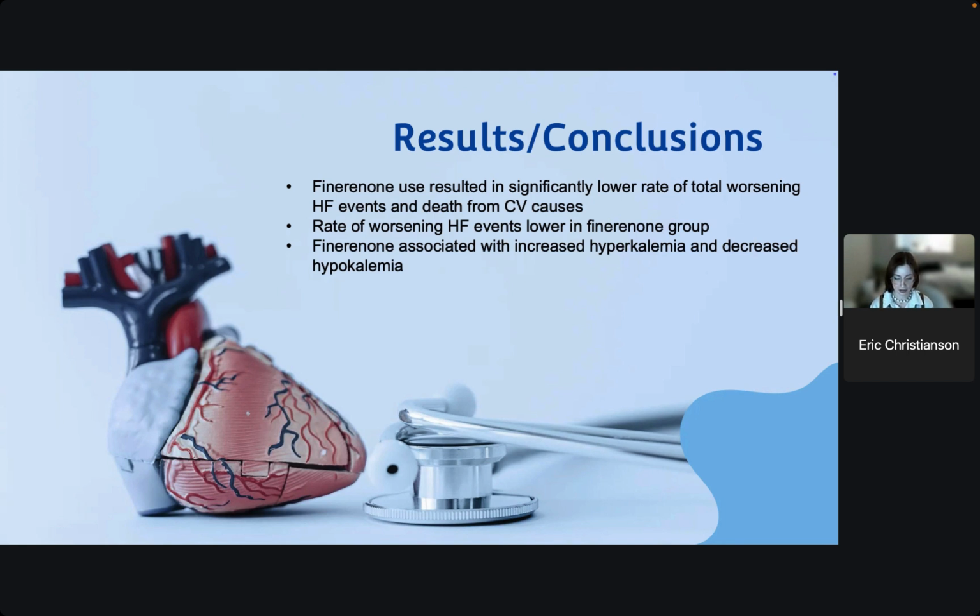Also to note, there was no improvement in the NYHA class, functional class, if you're familiar with those, but there was improvement in the functional assessment score that they used, which was KCCQ. And then discontinuation rates were similar between the two groups at about 20%. So hyperkalemia didn't necessarily seem to have created an increased risk of discontinuation.